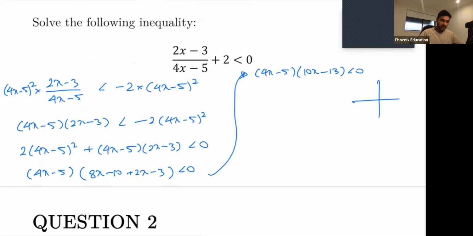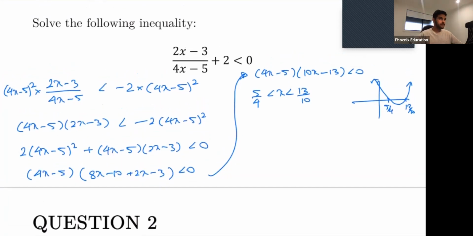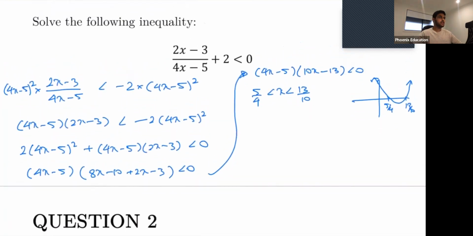Okay, and now I have a quadratic term here, fully factorized. So I'll just roughly plot this to figure out which values I need to take. Those are my roots. Then I draw my polynomial, and I want the part of the parabola that's underneath the x-axis because we're looking for the inequality where it's less than 0. So the values where the parabola is underneath the x-axis is between 5 on 4 and 13 on 10. All right, and that's the answer to this first question. All right, just give you guys a second to look at that.